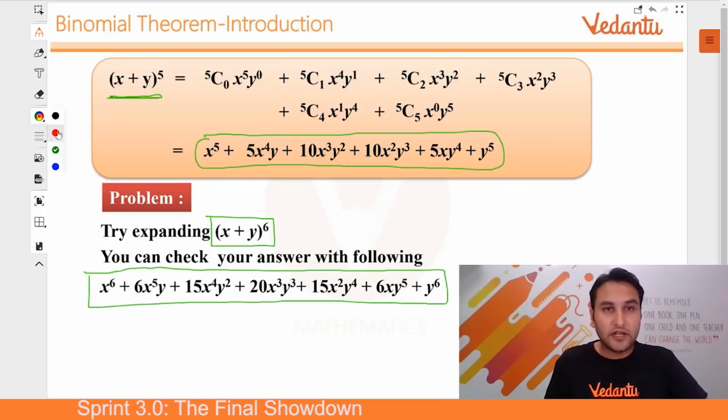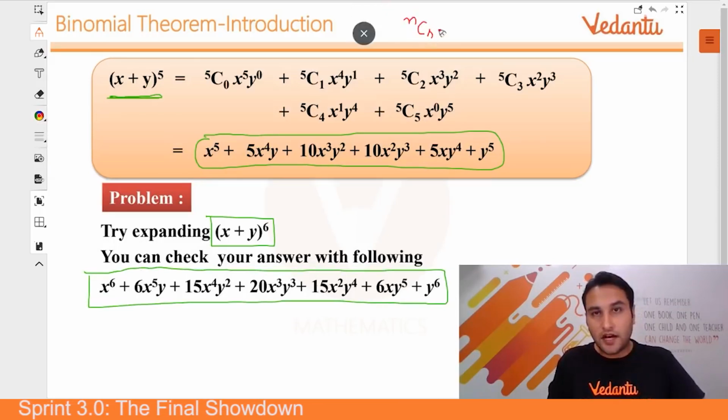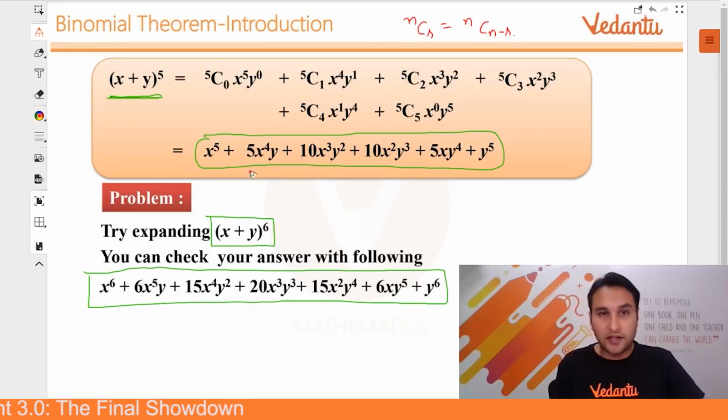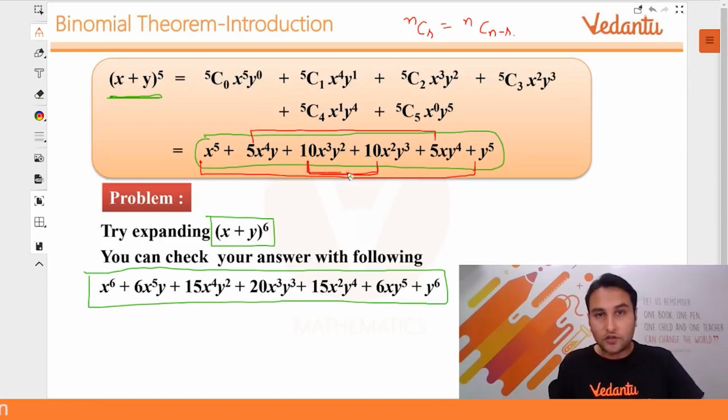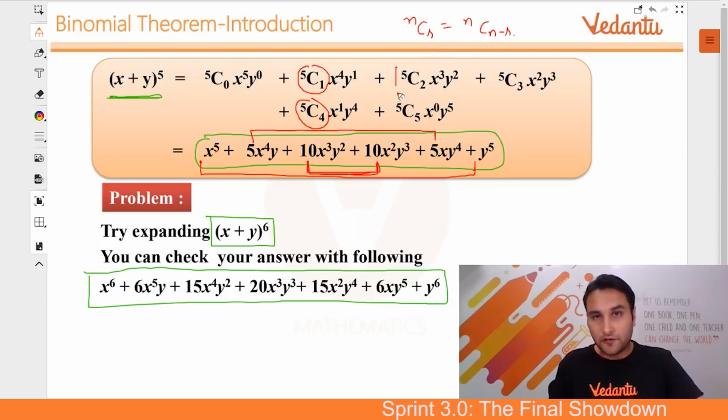Few things to note here. Since I told you that NCR is equal to NCn minus R, look at the coefficients. The coefficient of this and this will be the same. First and the last term, second and the second last term, third and the third last terms, all these coefficients will be the same. I will use this in some JEE level problem solving. Why? 5C1 is also equal to 5C4 because of this property, right? Similarly, 5C2 is also equal to 5C3.